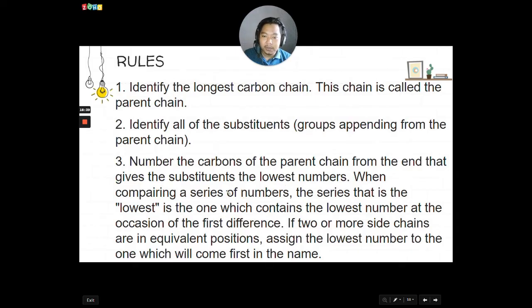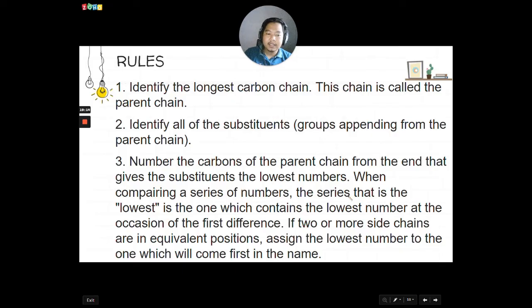So that's the third rule. Number the carbons of the parent chain from the end that gives the substituent the lowest numbers. When comparing a series of numbers, the series that is the lowest is the one which contains the lowest number at the occasion of the first difference. This is very lengthy. So, in short, I set up the rule so we can appreciate it more before stating the statement. If two or more side chains are in equivalent positions, assign the lowest number to the one which will come first in the name. What do we mean by the second statement?